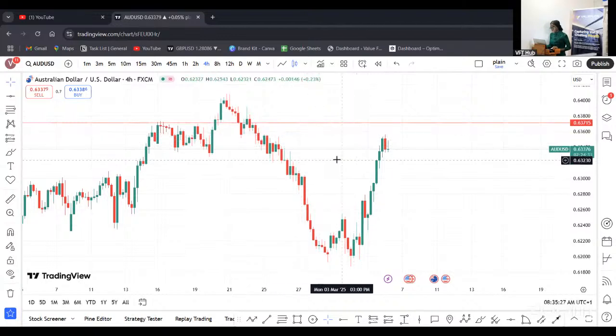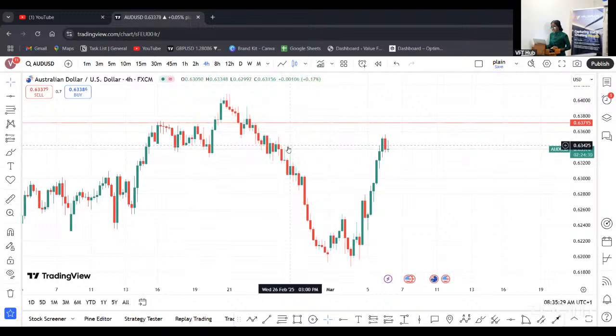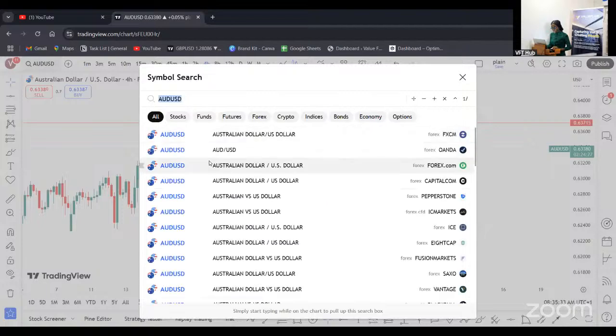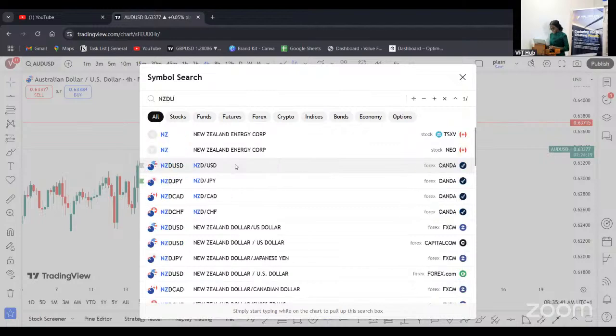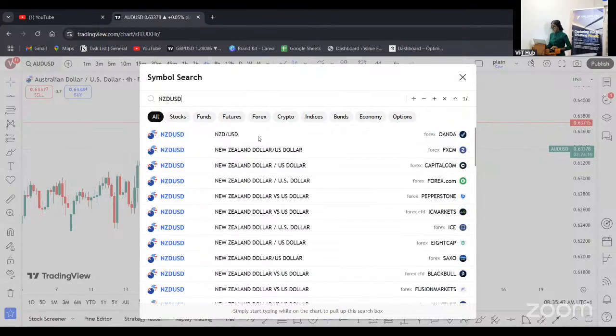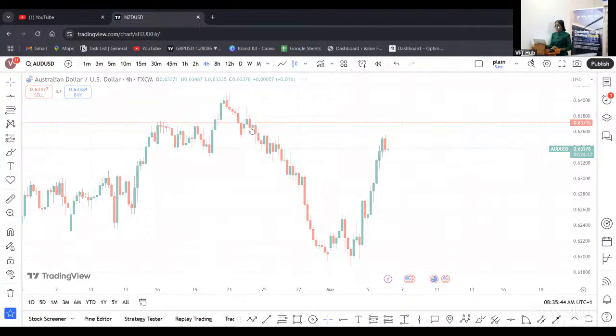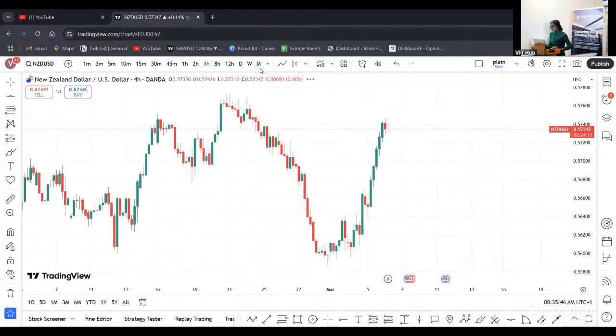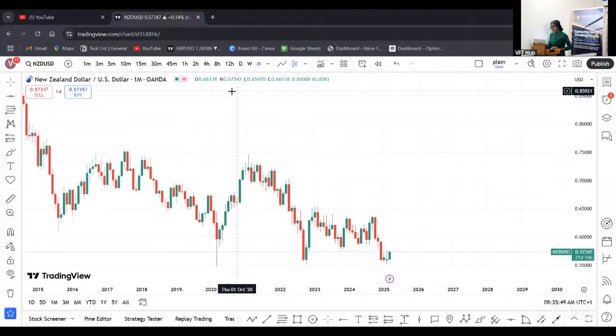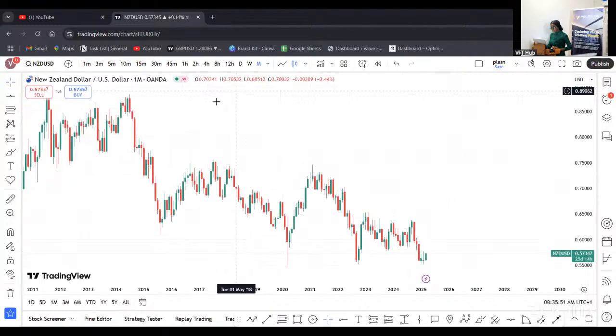Please kindly take note of the various price points that we're calling out for this market color session, so that once price gets there, you will be taking the opportunity to short AUD USD on the 4-hour time frame. And for NZD USD on the monthly time frame, there's nothing to be confused about.